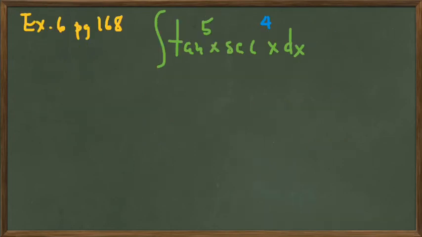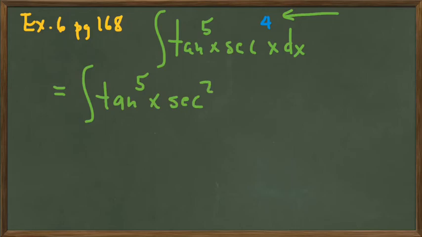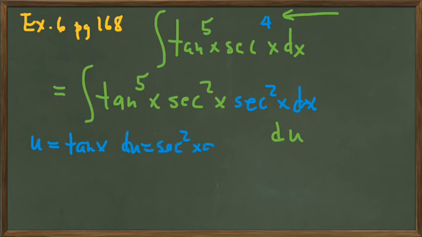So we see that secant is to an even power, and that allows us to rewrite the integrand in this way. So we have separated off the secant squared x. That becomes our du. Our u becomes tangent of x, whose derivative is secant squared x dx. And so the integral turns into tangent to the fifth becomes u to the fifth.